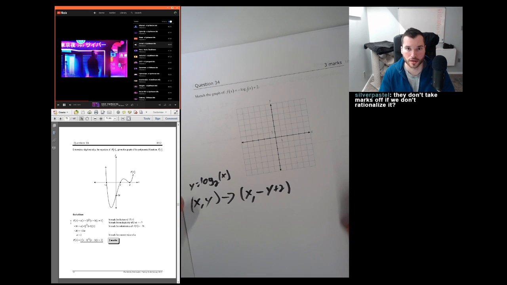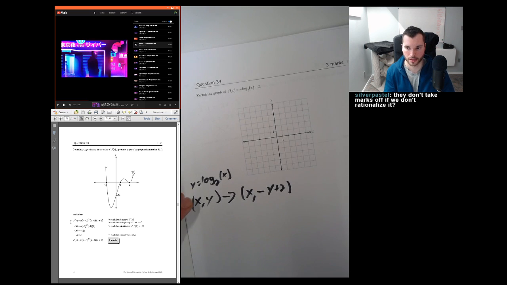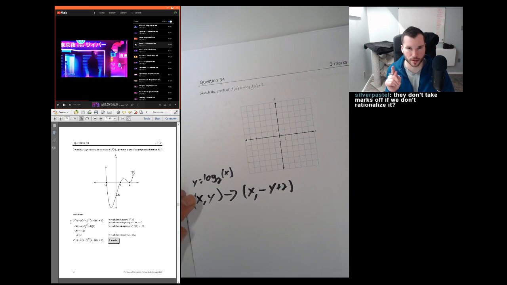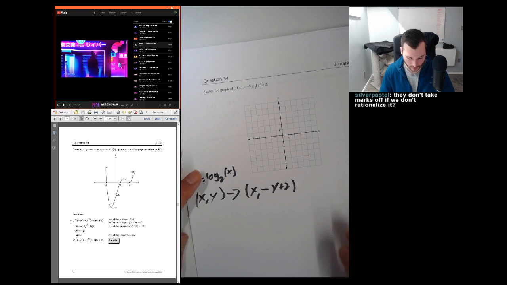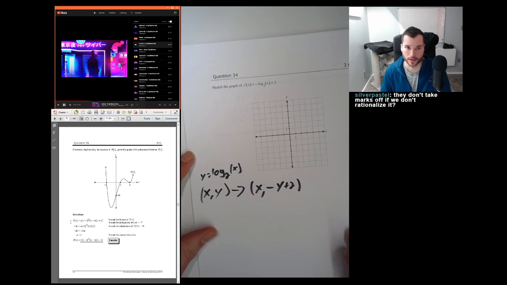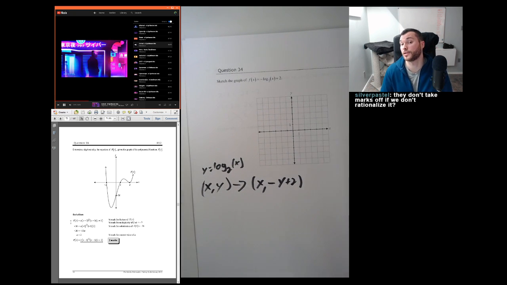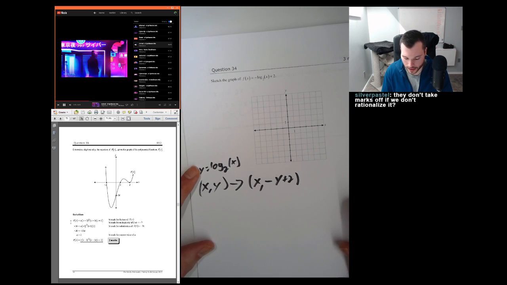They do not take marks off if we don't rationalize it. Correct. You will have 100% marks if you do not rationalize. I hope I said that right. Which is why I really don't want anybody to rationalize, because you're essentially being like, oh, I'll do this, but if I screw up, then we can only take away marks. Anyways, let's continue.